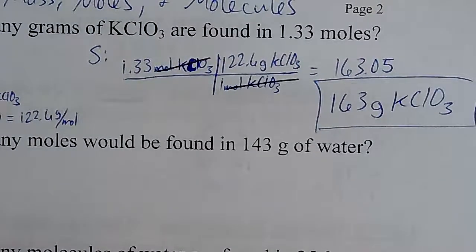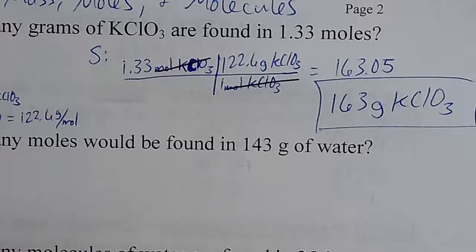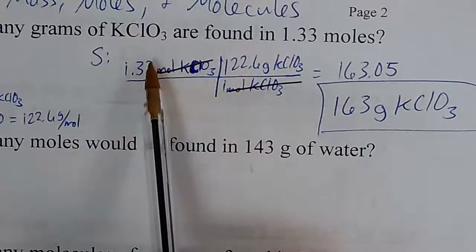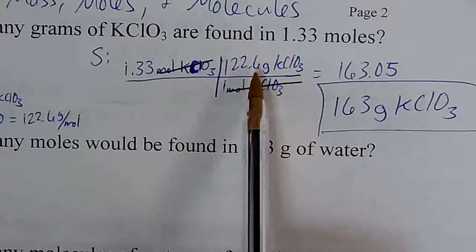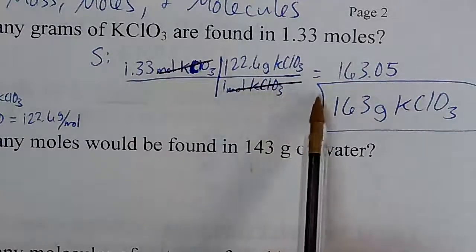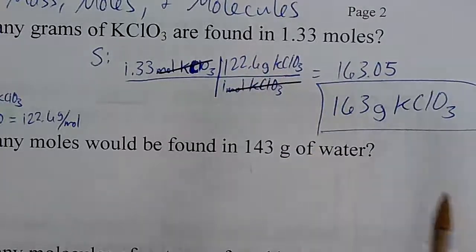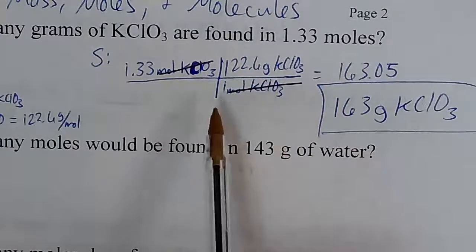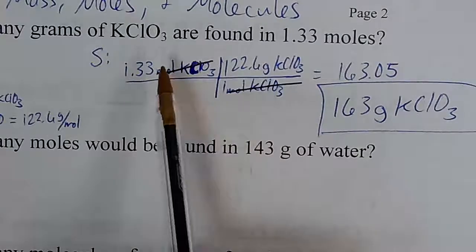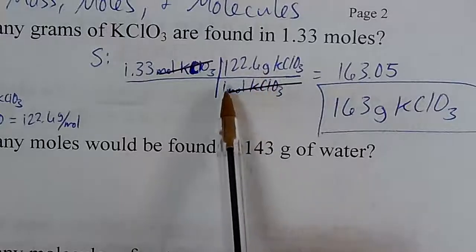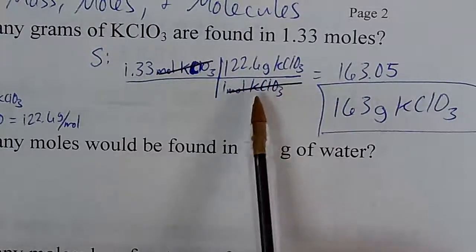Questions? Yes. How did she get to 163? So we multiply the numerator, and then we divide by the denominator. If there were more things in the denominator, we'd multiply them by each other. Then we'd do the numerator divided by the denominator. There was just a 1 down there. So all we had to do is 1.33 times 122.6, and then divide by 1, which doesn't change the value.